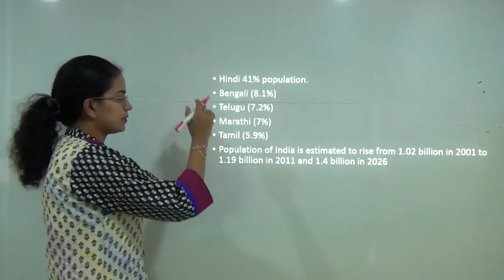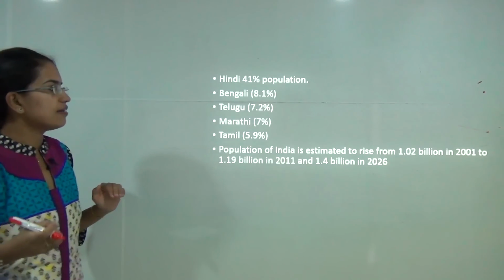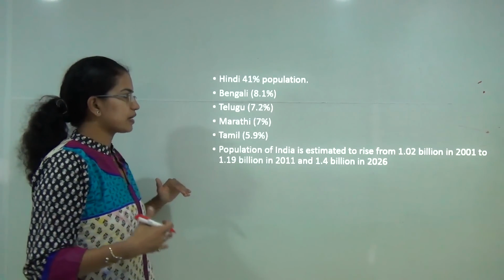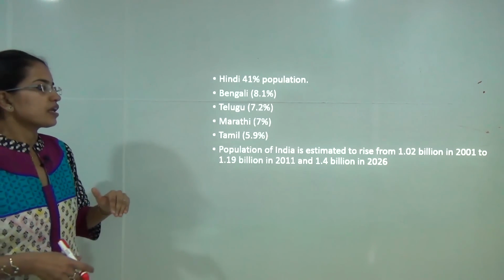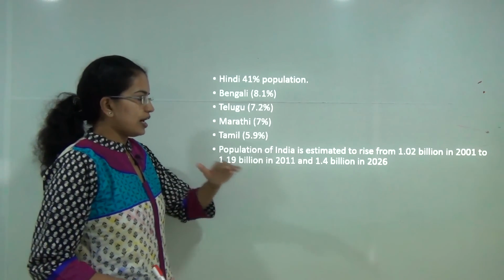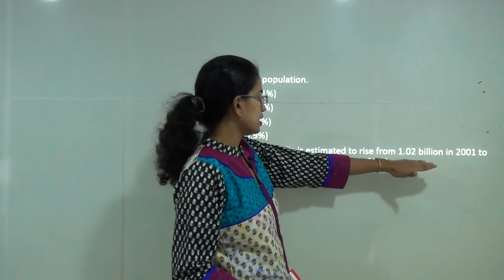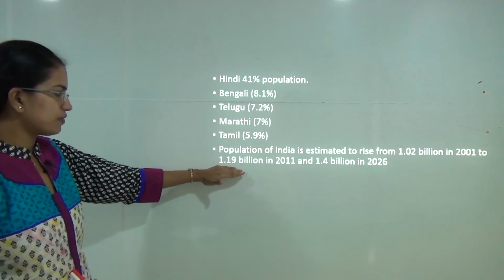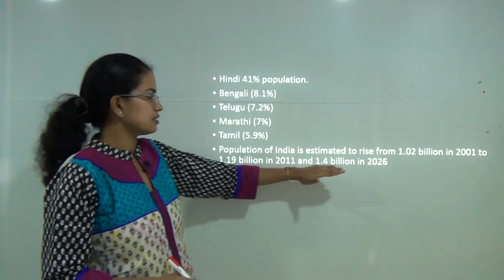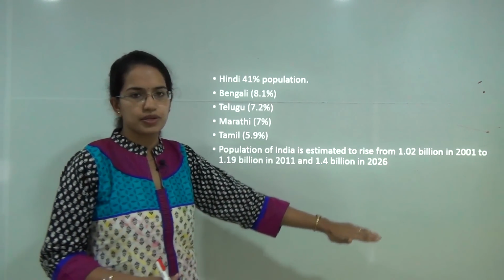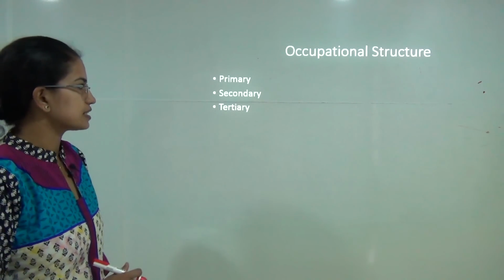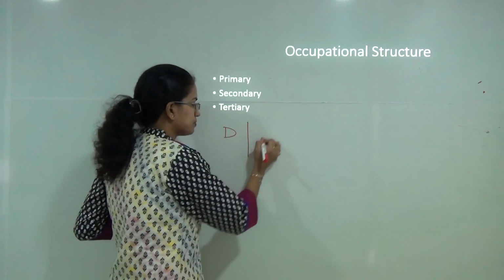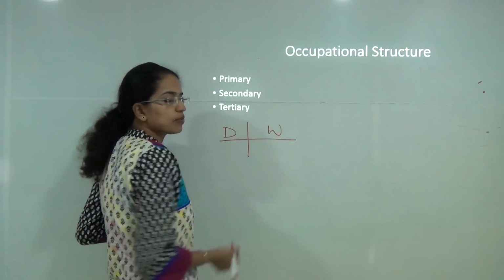Now, if we talk about languages, 41% of the population speaks Hindi. Next come Bengali, Telugu, Marathi and Tamil. In 2001, the population was nearly 1.02 billion, which increased to 1.19 billion, and is further estimated at 1.4 billion in 2026. Now, we already classified the difference between dependent population and the working population.